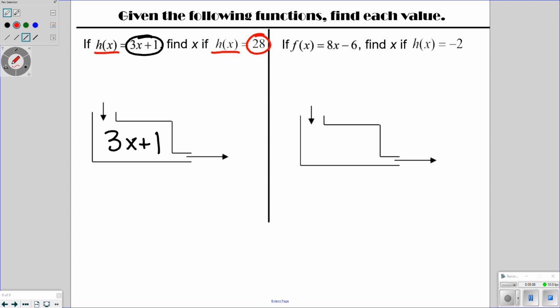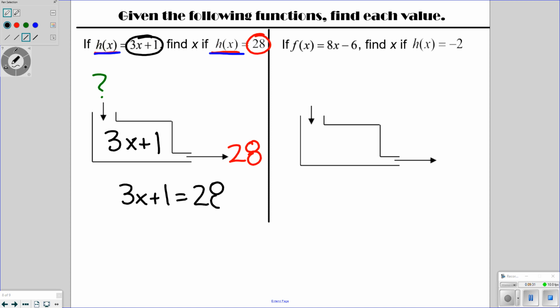I want to figure out what my input has to be. That's my goal. So to do that, because both of these things are equal to h of x, I can actually set these two things equal to each other. So I'm going to go ahead and do that. I'm going to say 3x plus 1 has to be equal to 28.